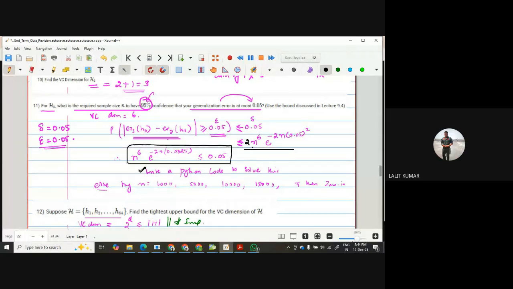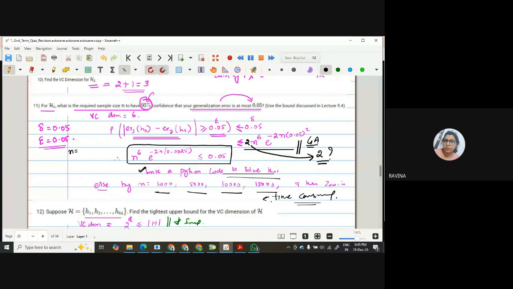Either you can try n equal to 1000, then n equal to 5000, 10,000, 15,000, and then you start zeroing down. But then it will be a lot of time consuming. So it can be done only by writing a code for this. And remember, Ravina, I would like to mention here that in the GA, they have not considered this too.